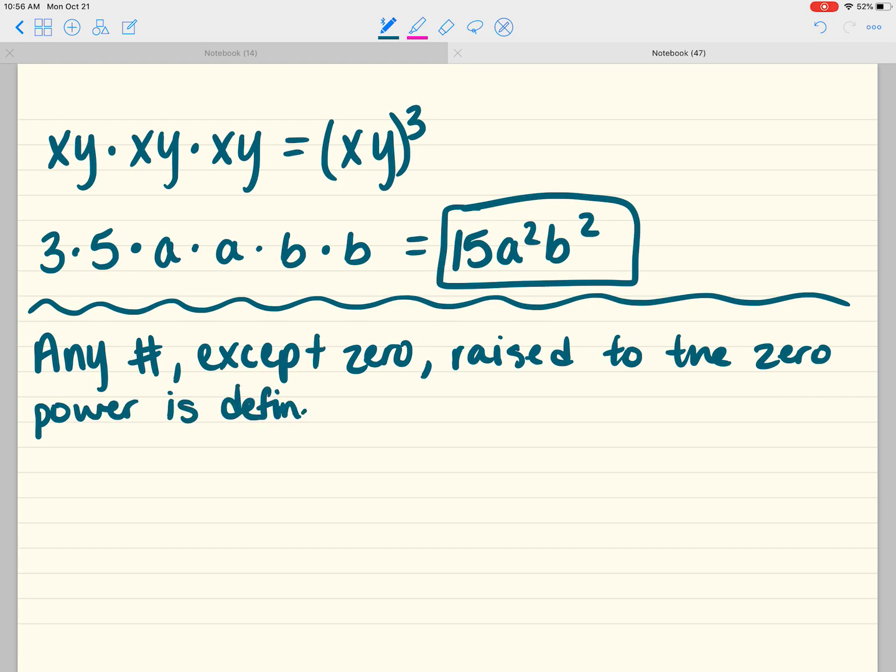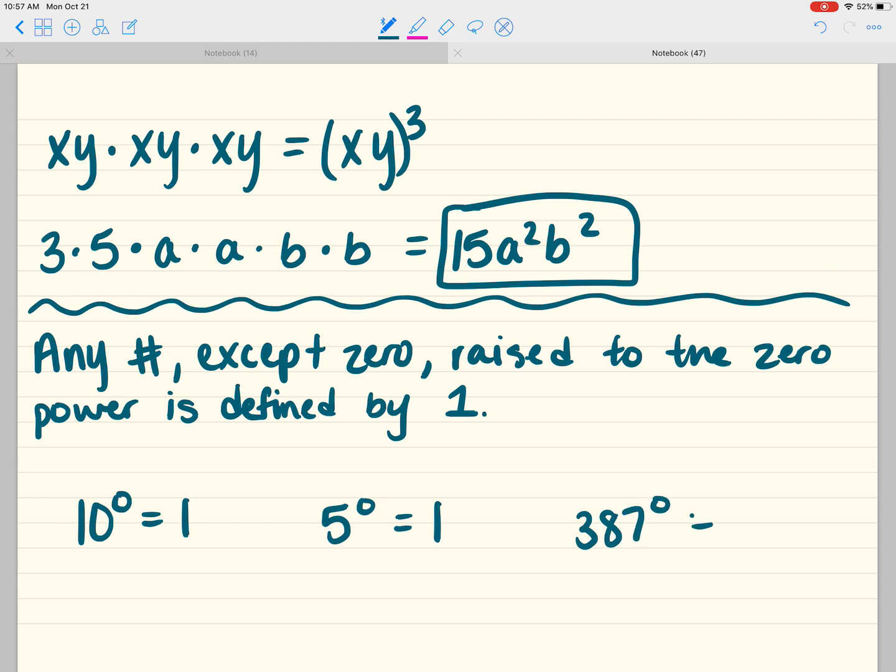You wouldn't have an exponent. Defined by the number 1. So any number except for 0 that's raised to the 0 power is going to give you 1. It doesn't matter if you have 10 to the 0 power, that's equal to 1. 5 to the 0 power, also equal to 1. 387 to the 0 power, all are equal to 1. Anything raised to the 0 power is equal to 1.